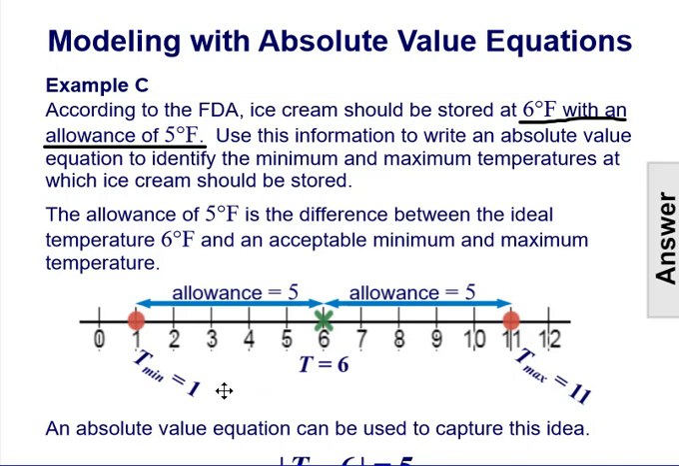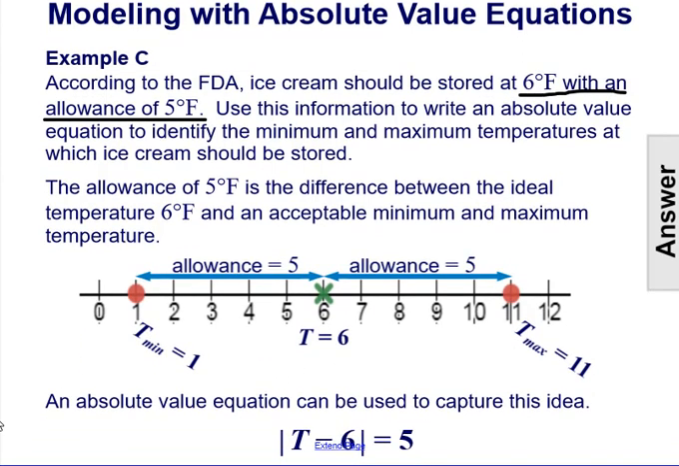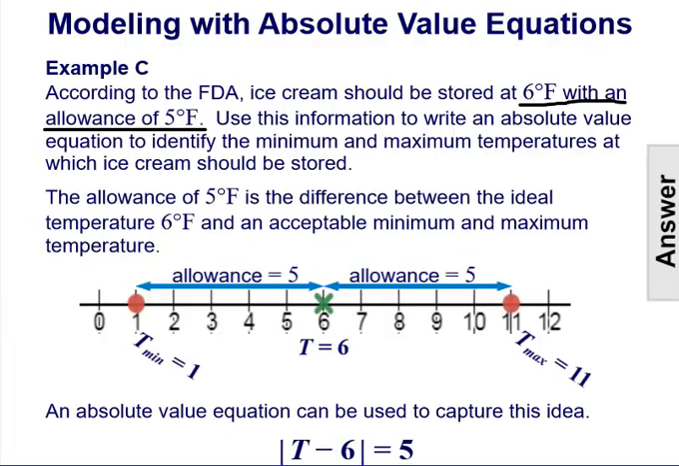So with our graph, that means our center is at 6 degrees. That's what we're comparing the allowance to, meaning we can go 5 to the left to a temperature of 1 degree Fahrenheit and 5 to the right to have 11 degrees Fahrenheit. So then that gives us the absolute value equation of T minus 6 equals 5. One more example, just for good measure.